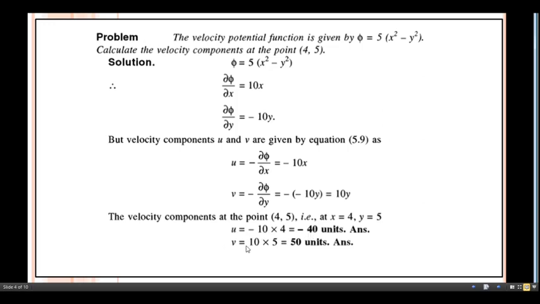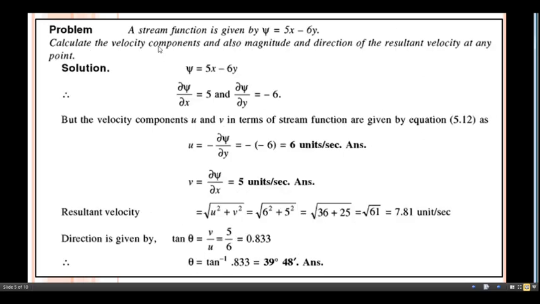What about v? For that, v equals 10y. 10y means the coordinate of y with us is 5. Just substitute 5 here. So 10 multiplied by 5 is 50 units. In this way, you can get the velocity components at the point (4, 5): u equals minus 40 units and v equals 50 units. Let us discuss the next problem.